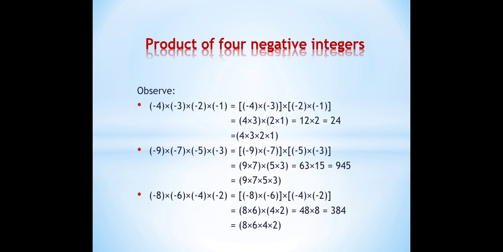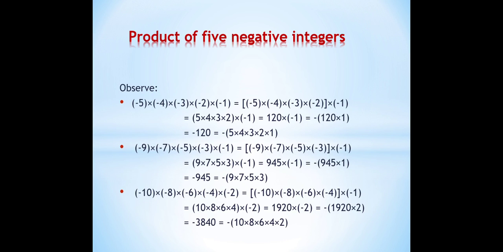Similarly, for the product of 4 negative integers, 4 is an even number, so the result will be a positive integer, and we can see the results are 24, 945, 384, all positive. And again for the product of 5 negative integers, 5 is odd, so the result will be a negative integer, and you can see the results are negative: minus 120, minus 945, minus 3840.